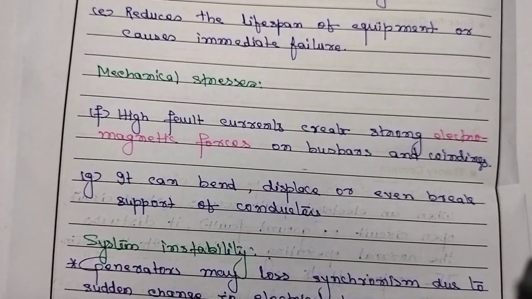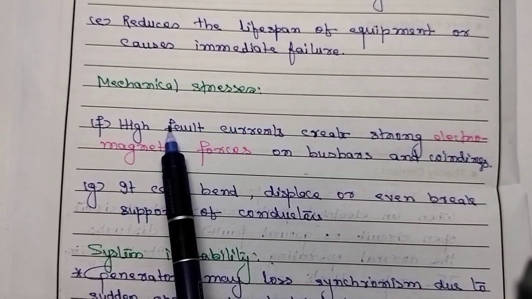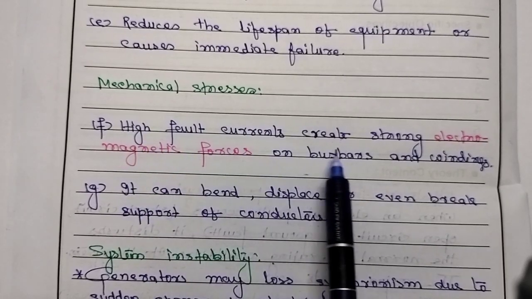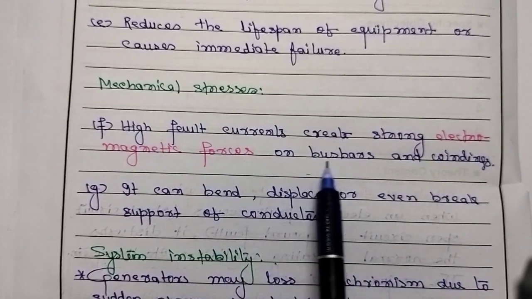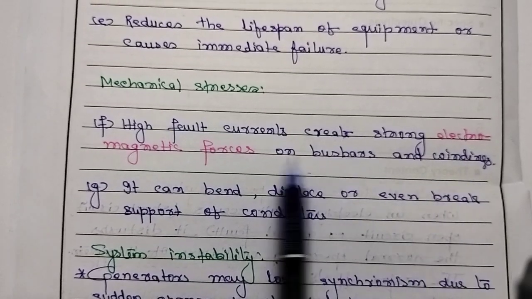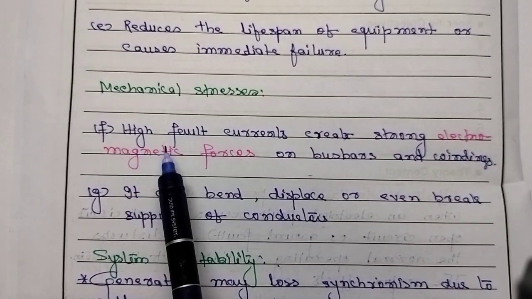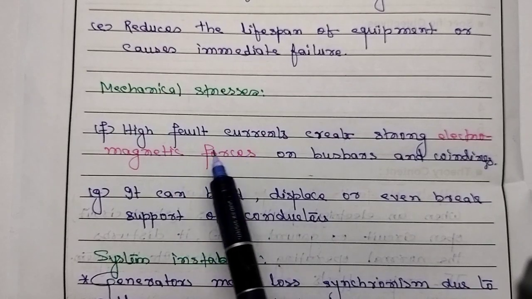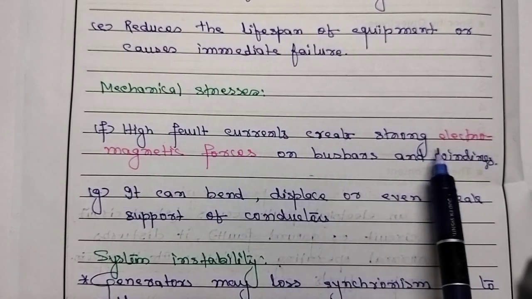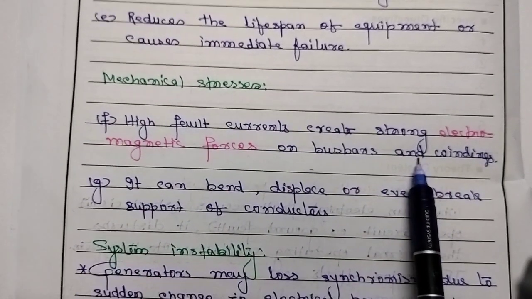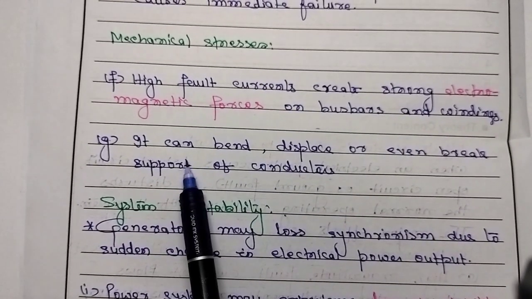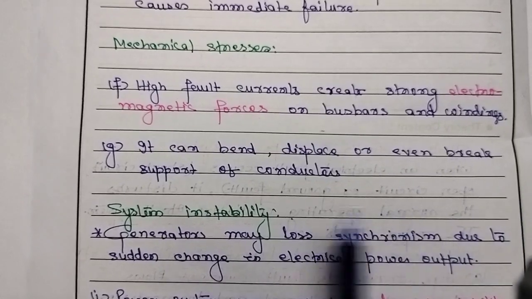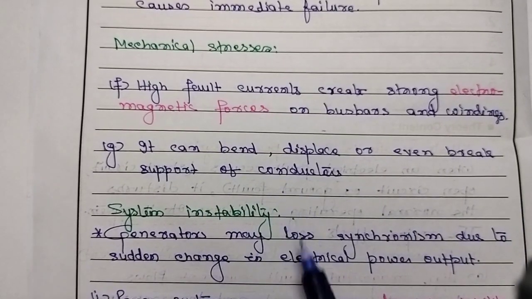Next, we have the mechanical stresses. In mechanical stresses, high fault currents create strong electromagnetic forces on the bus bars and the windings. Because of the faults, mechanical stresses will be there. The high fault currents create strong electromagnetic forces on the bus bars and the windings. Next, it can bend, displace, or even break the supports of the conductors.